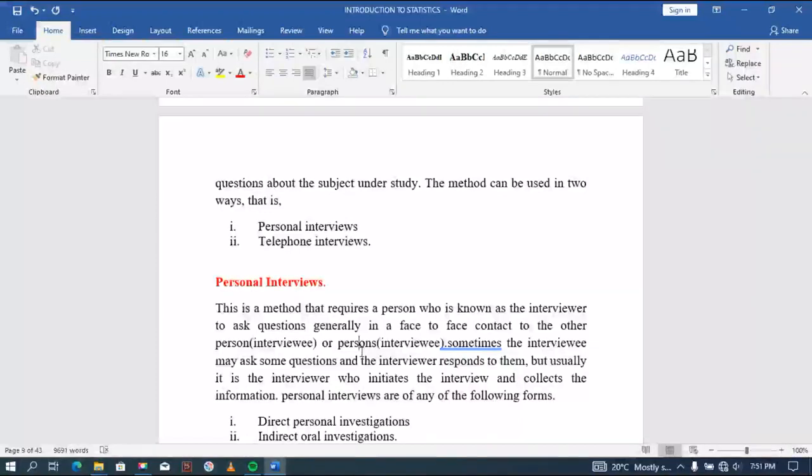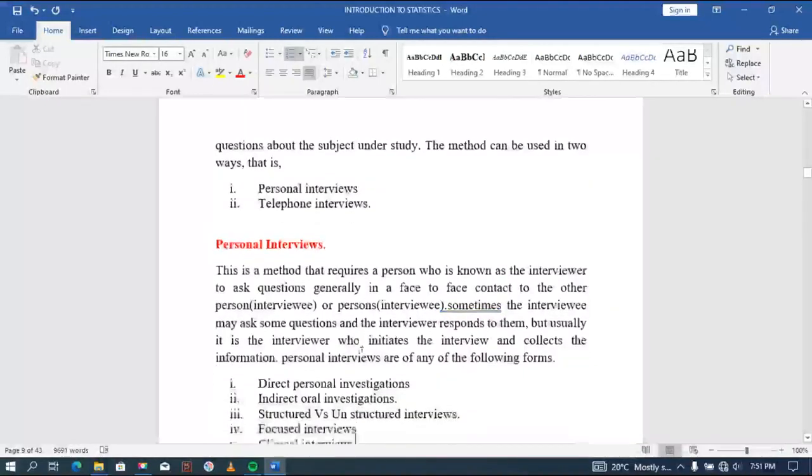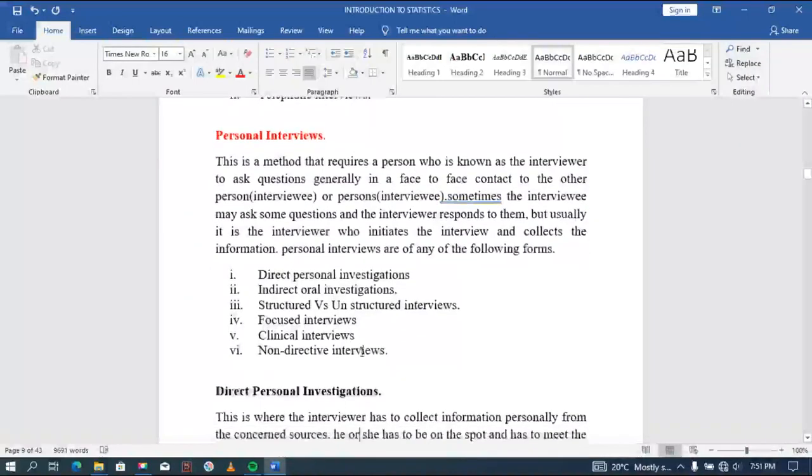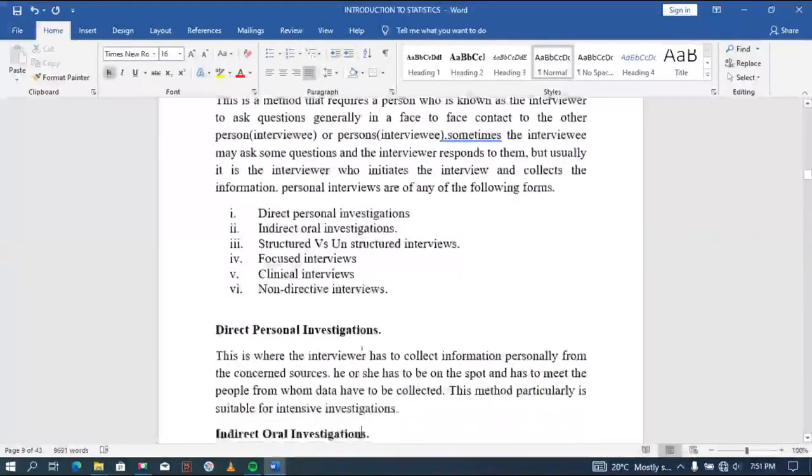So personal interviews can take the following forms. We have direct personal investigations. We have indirect oral investigations. Structured and unstructured interviews. We have focused interviews, clinical interviews, and then non-directive interviews. So we shall go ahead to look into them one by one.